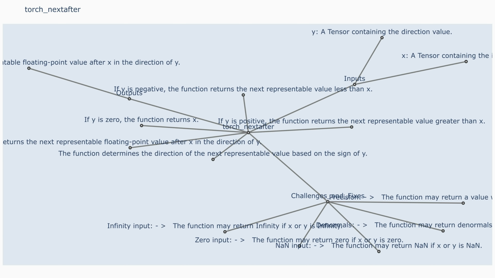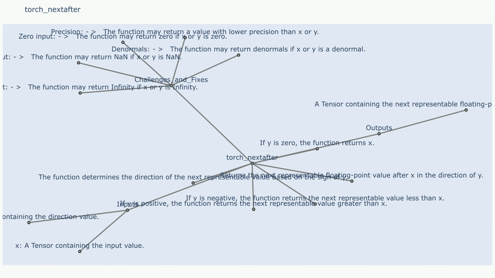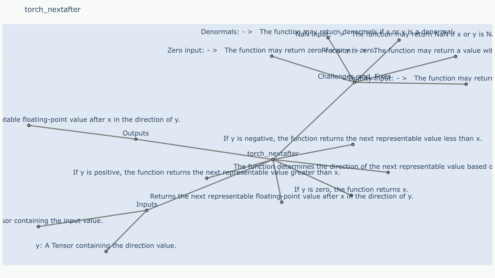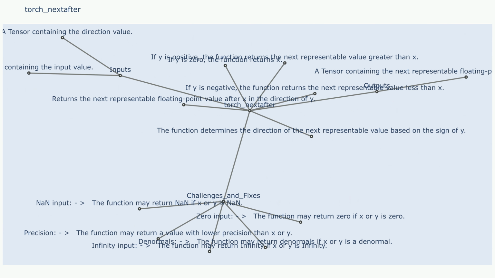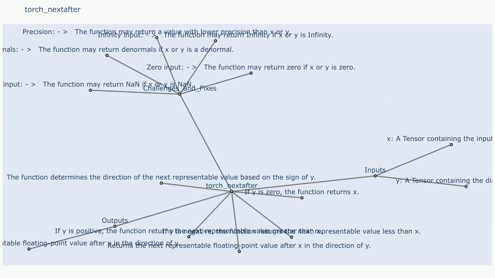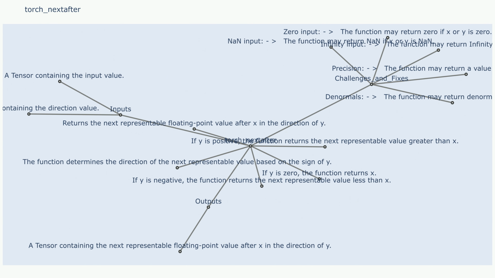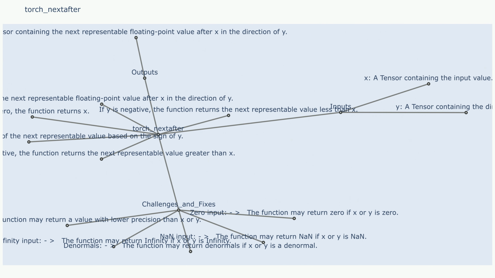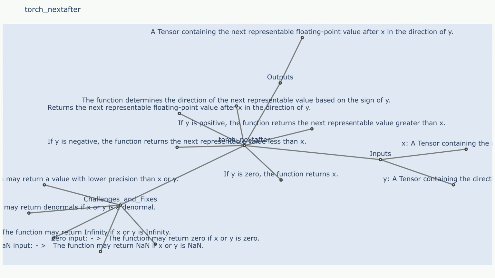torch.nextafter. Description. The torch.nextafter function calculates the next representable floating point number after a given input value in the direction of another input value. Inputs. Input 1: x, the input value for which the next representable floating point number will be calculated. This should be a floating point tensor.